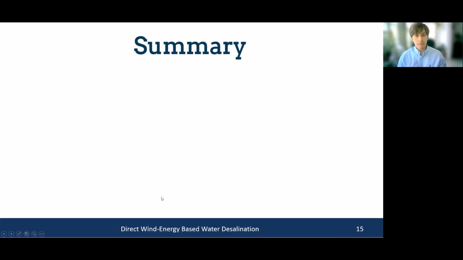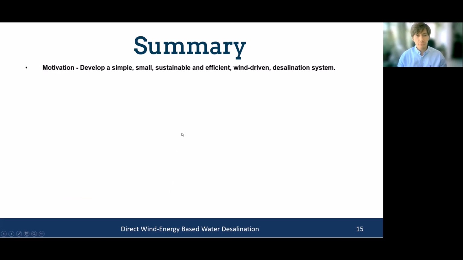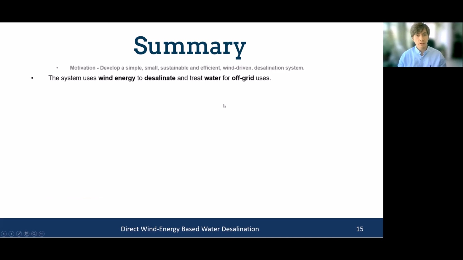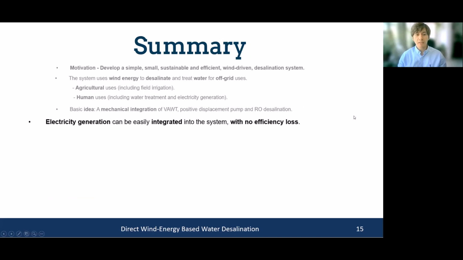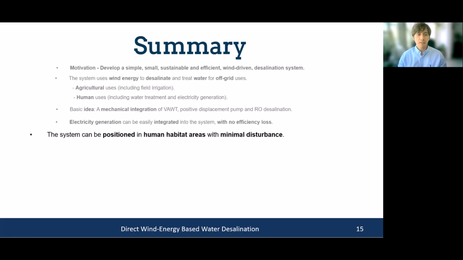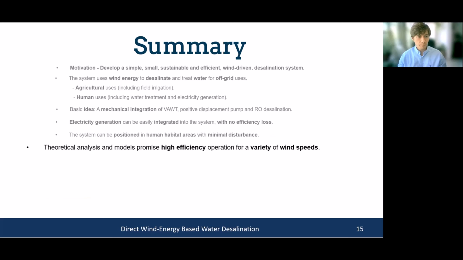So to summarize, our motivation is to develop a simple, small, sustainable, and efficient wind-driven desalination system. The system uses wind energy to desalinate and treat water for off-grid uses, both for agricultural uses and human uses. The basic idea is a mechanical integration of a vertical axis wind turbine, positive displacement pump, and reverse osmosis desalination. Electricity generation can be easily integrated into the system with no efficiency loss. The system can be positioned in human habitat areas with minimal disturbance due to the low noise.